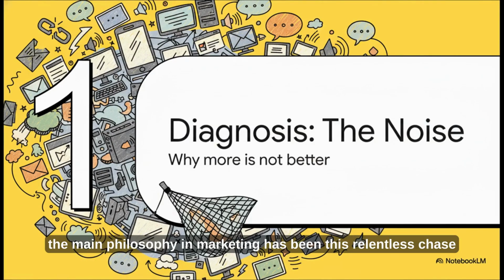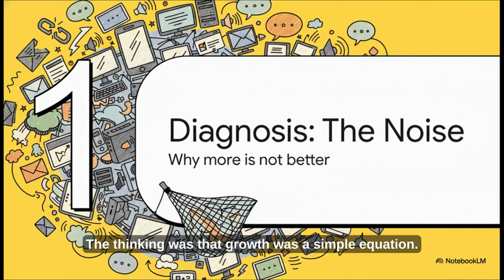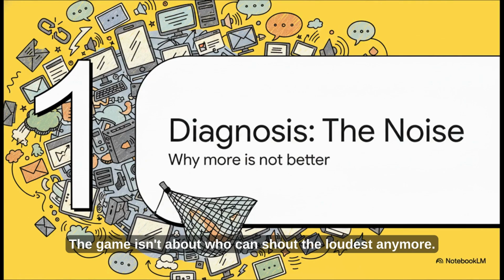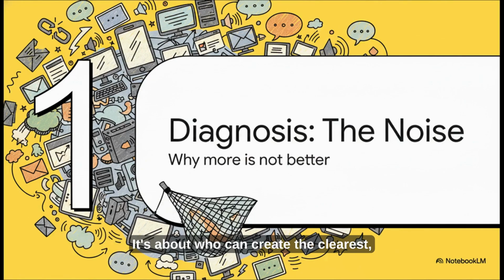For the better part of a decade, the main philosophy in marketing has been this relentless chase for more. More. The thinking was that growth was a simple equation. More content, on more platforms, more often, equals more customers. We were told to chase every shiny new platform, to feed every algorithm, to just become these content machines. But all that led to was burnout, inconsistency, and a tidal wave of just okay content that has totally changed how audiences behave. The game isn't about who can shout the loudest anymore, it's about who can create the clearest, most compelling signal in all that noise.